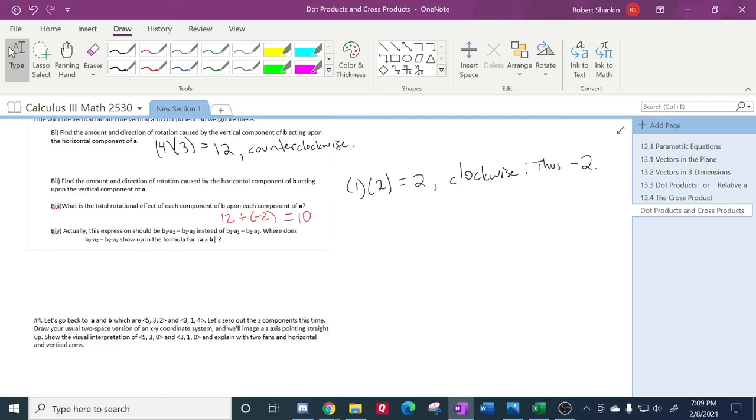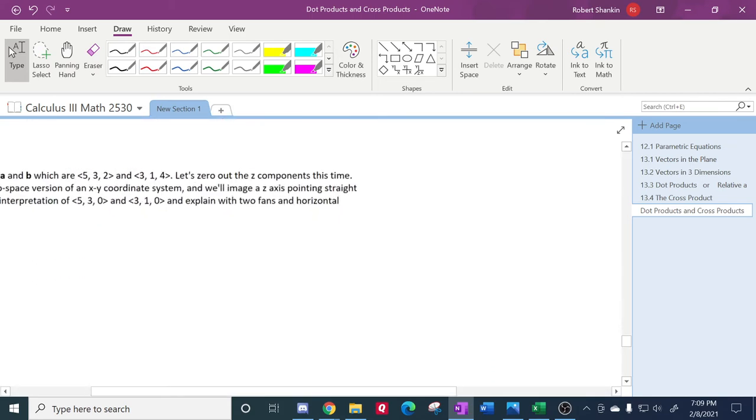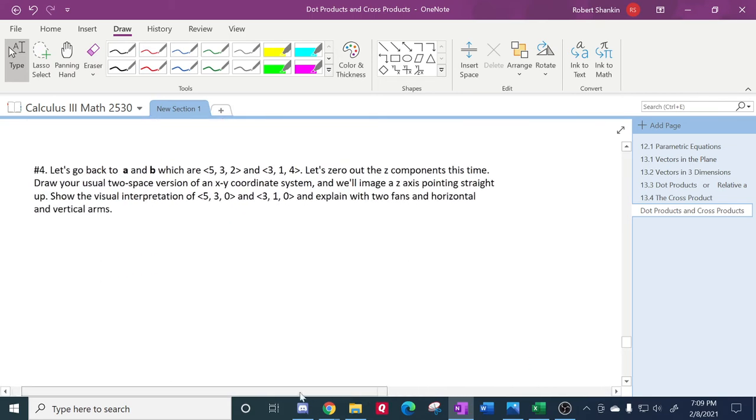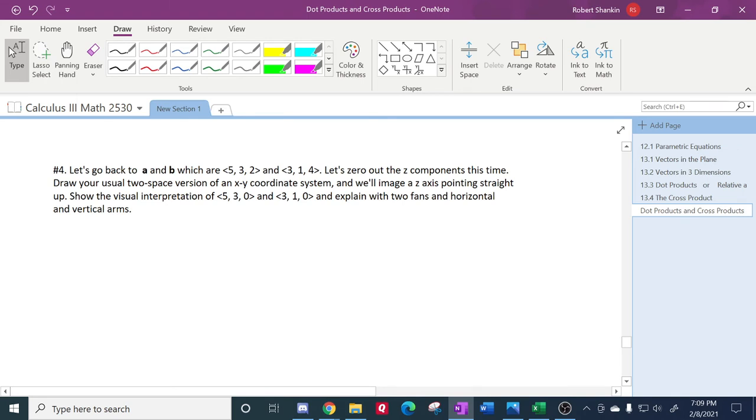Alright, so now number 4. Let's go back to A and B. Now these are when you don't have zeros as the first. So this is the real A and B that we were going to be looking at. Let's zero out the Z components this time.